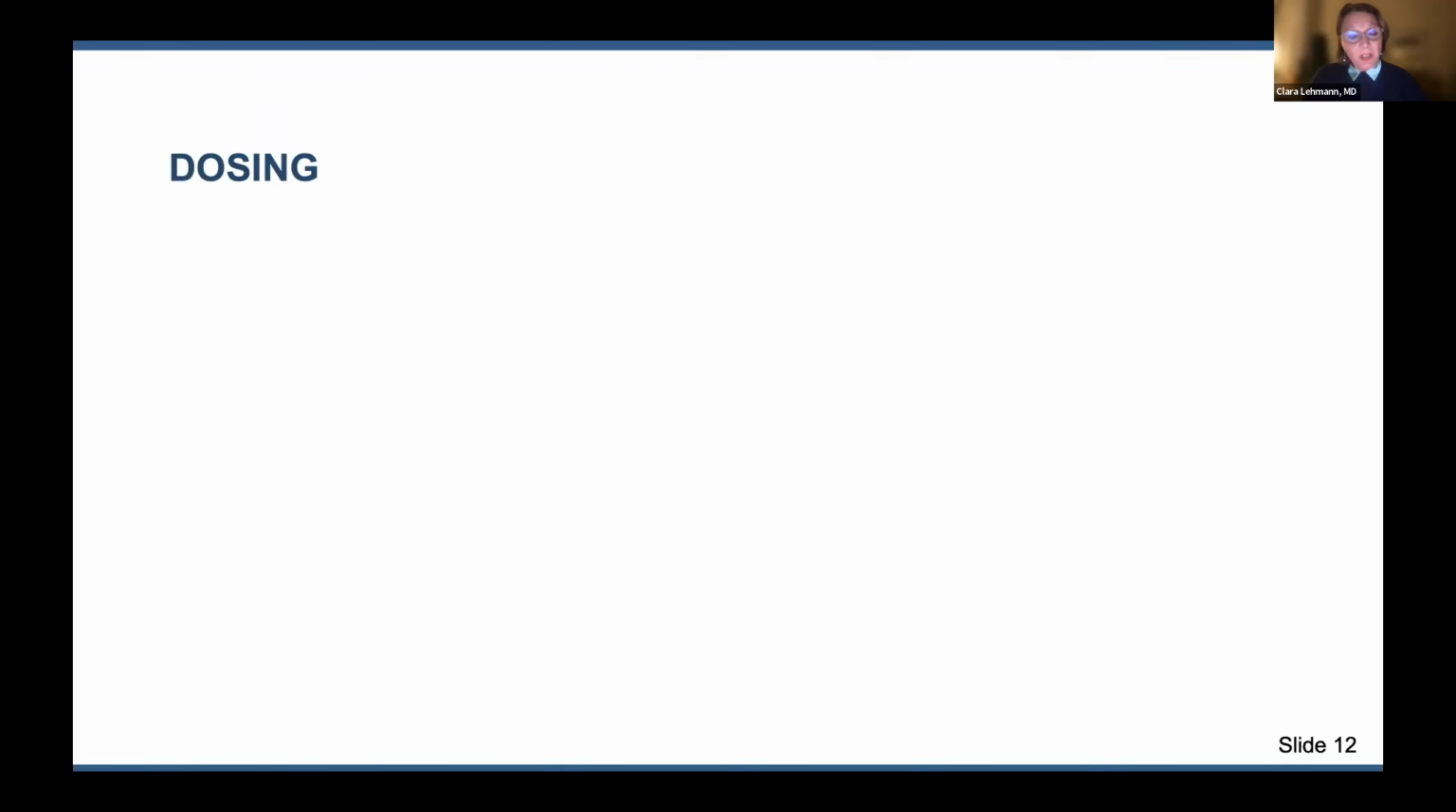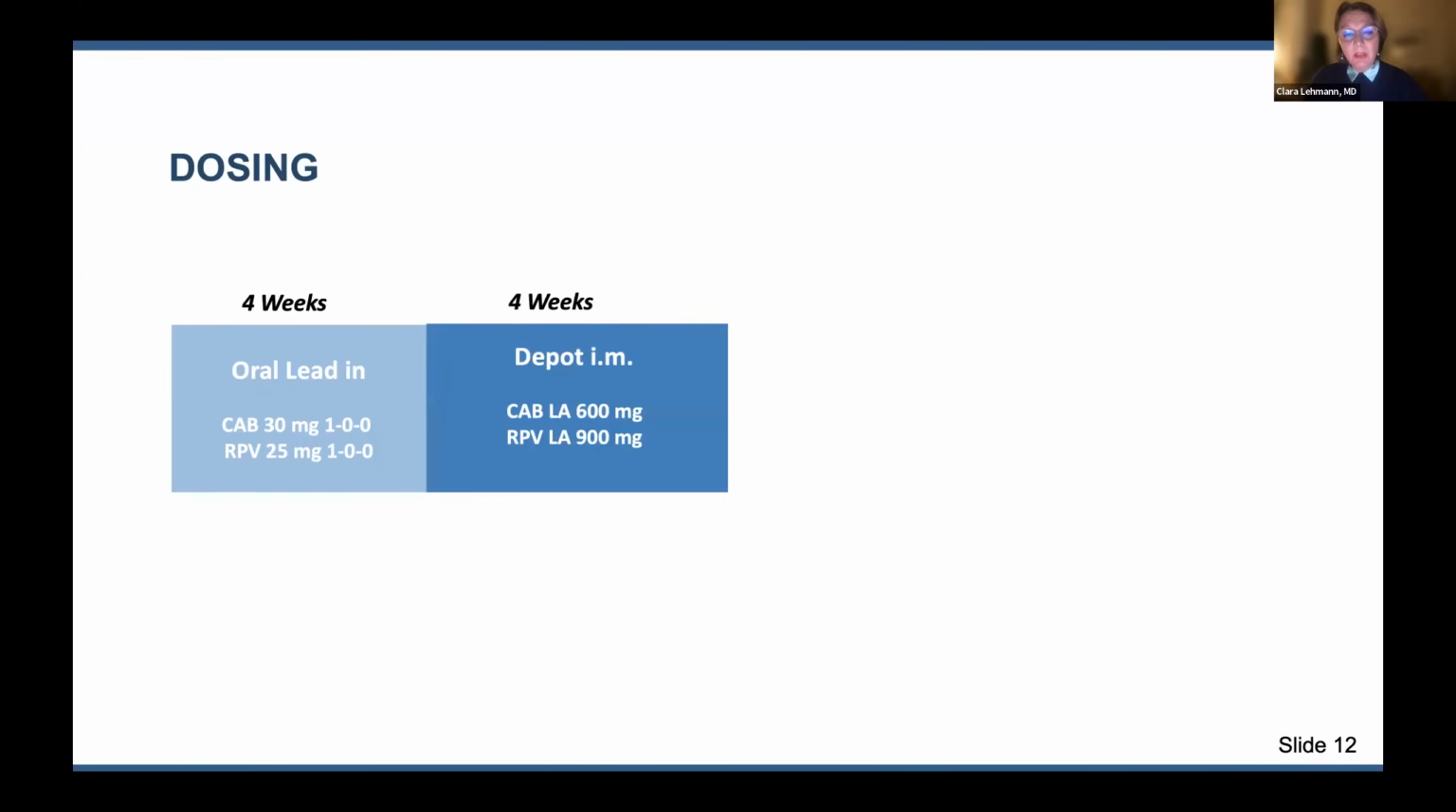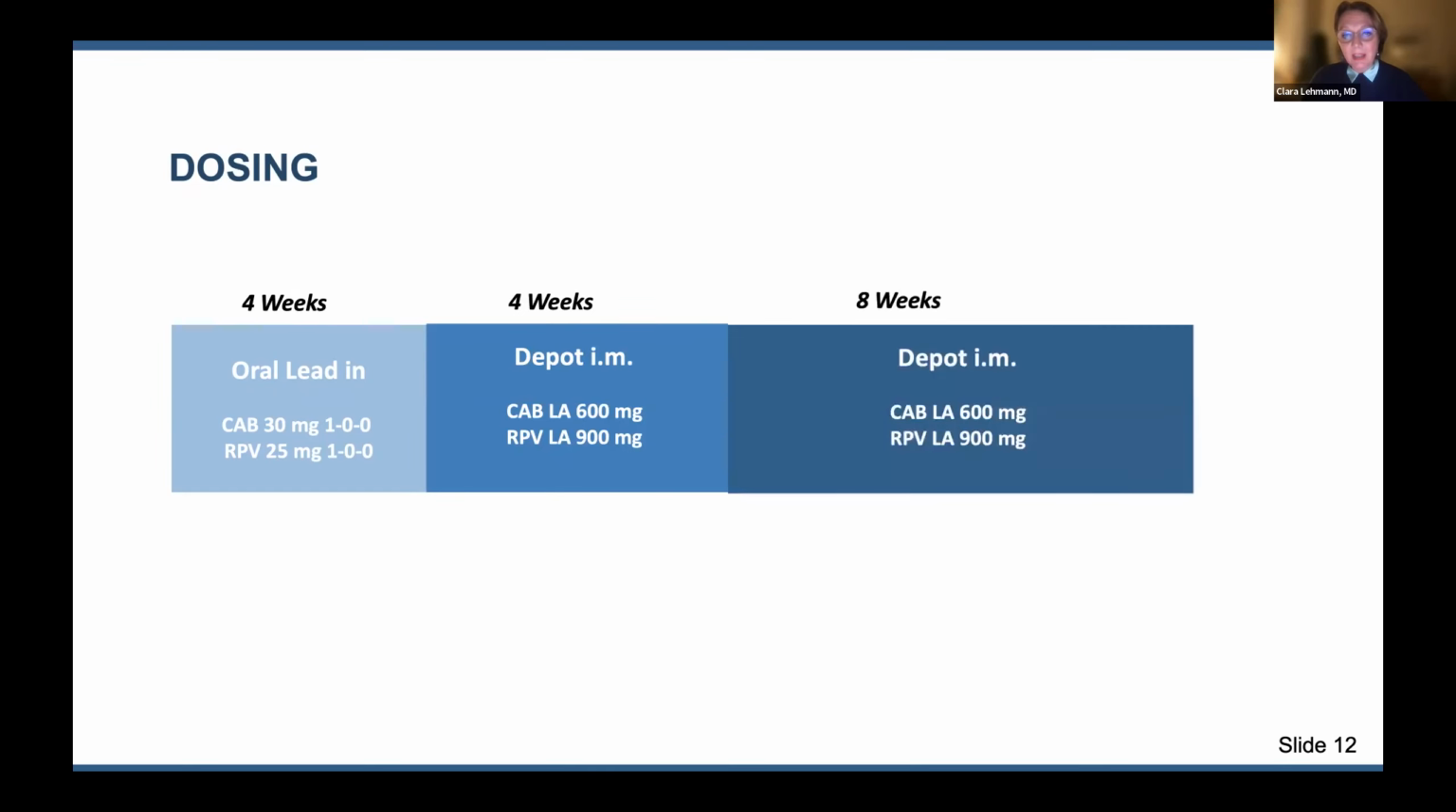I think what's important, and maybe this is also an issue, is the dosing, and everybody should know about some issues you could have. What we do in Germany is an oral lead-in for 4 weeks, where we just see if the patient is tolerating the medication and if the results are still fine, if we're happy with that. And then we start with the intramuscular phase for 4 weeks, and we repeat it after this every 8 weeks.